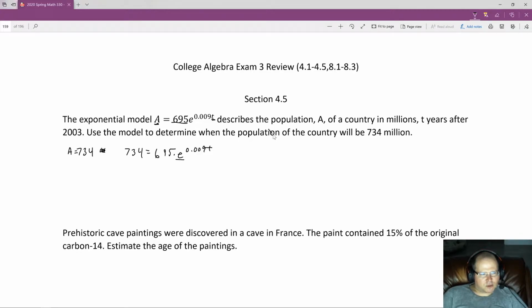So I need to undo the multiplication of e by 695 by dividing by 695, and whatever I do to one side, I do to the other. Those would cancel out, leaving me 734 over 695 is equal to e to the 0.009t power. Then I would take a natural log of both sides.